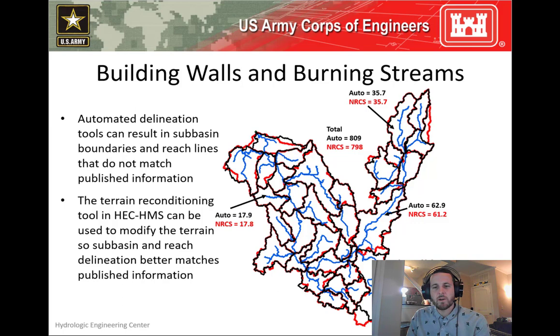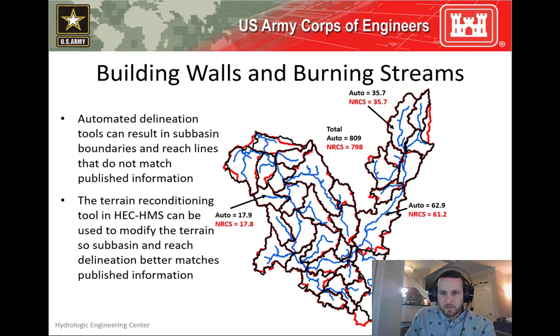What about a scenario where you might want to burn streams in your model? Let's say you want to use the 2D diffusion wave transform method, and you want to model how runoff moves over the terrain and eventually collects at a subbasin outlet. But let's say that you have a coarse, maybe 10-meter terrain dataset that doesn't fully capture the channel bathymetry, and you want to try to account for that.